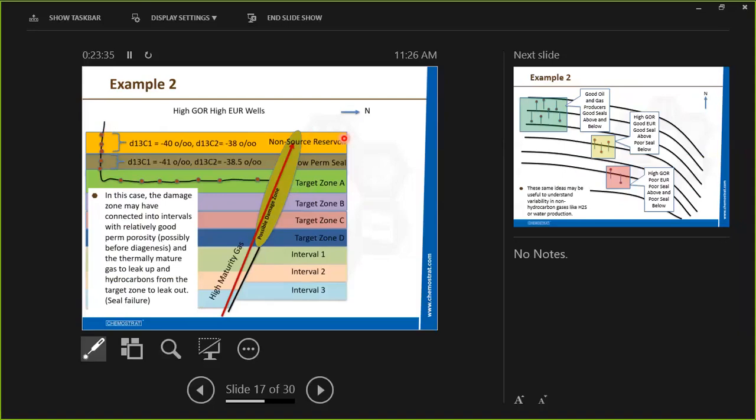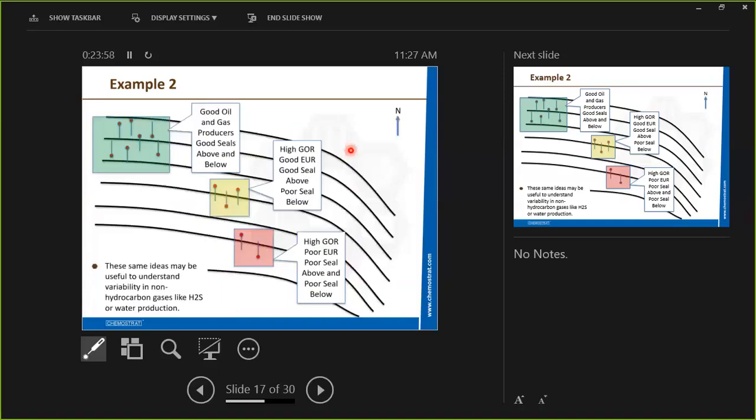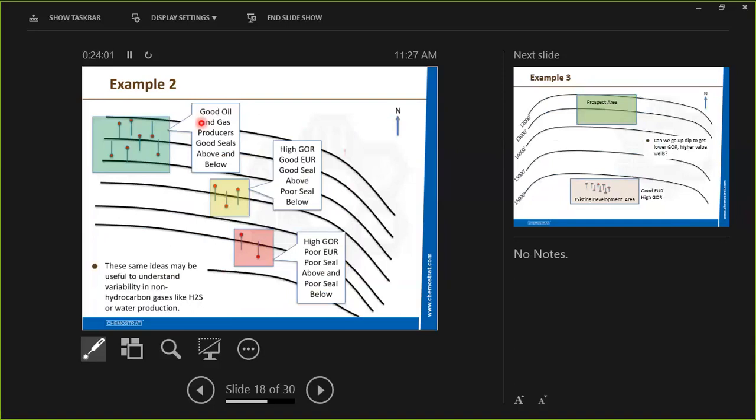We don't know. And another important point, something I've glossed over, is the timing of this. It's possible that this leak or migration occurred before some diagenesis may have taken place in this non-source reservoir, so it may have been more permeable, so it may have been easier to leak out at an earlier time.